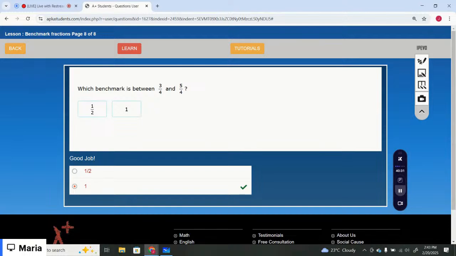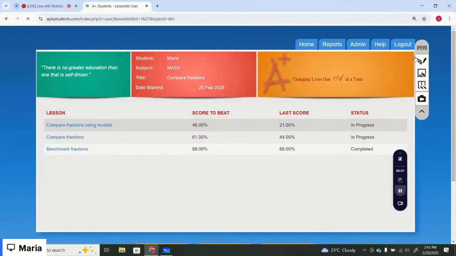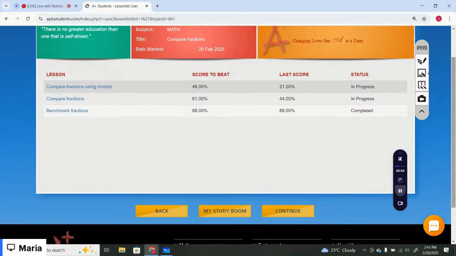Okay, we are done with the lesson. So we were working on grade 3 math. The chapter we were working on is compare fractions. The lessons we have covered today are compare fractions using models, compare fractions and benchmark fractions.